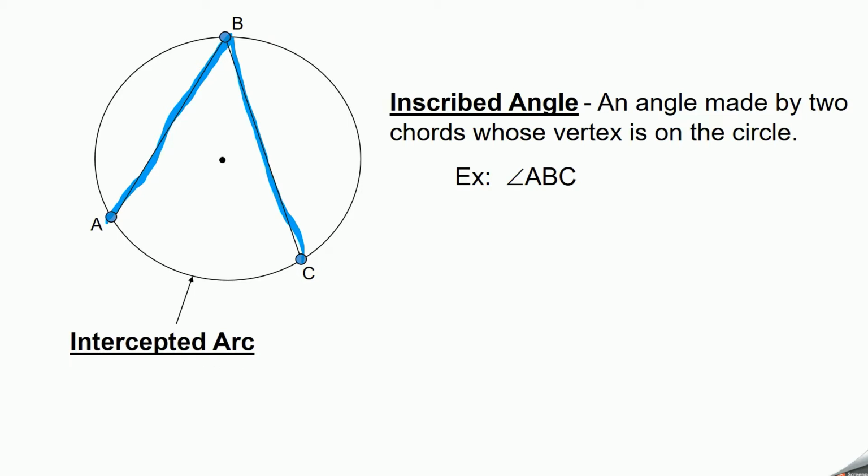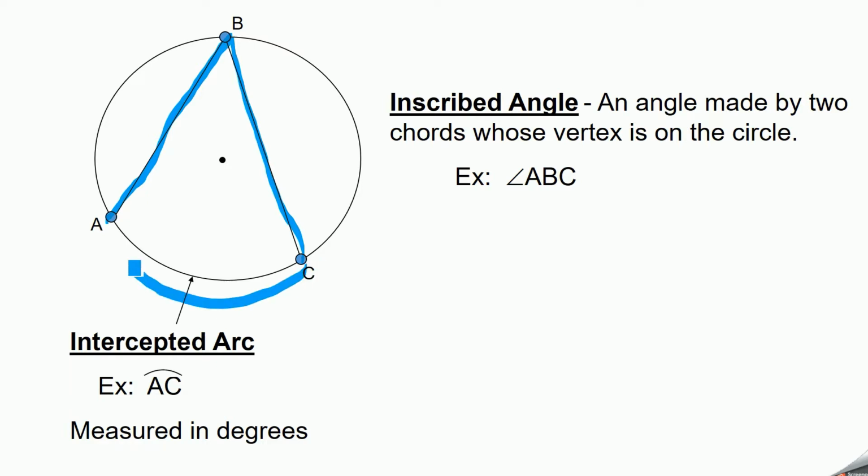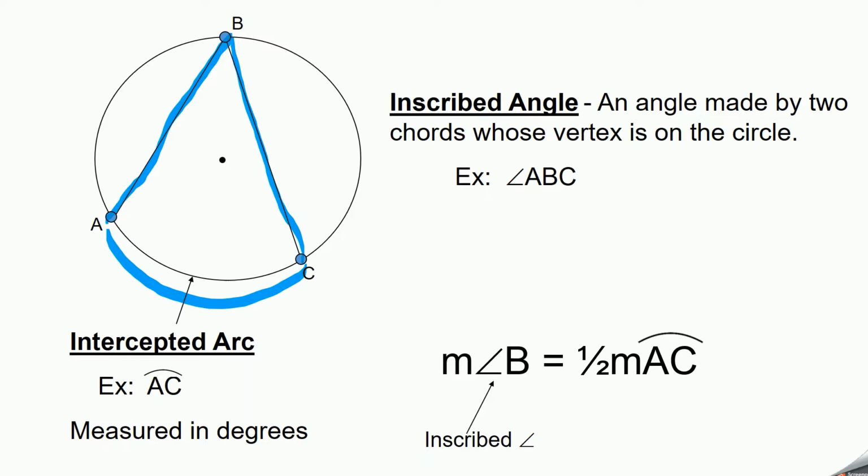Also created is an intercepted arc. An intercepted arc is the arc created by an inscribed angle. In this picture, arc AC would be considered an intercepted arc. It's also measured in degrees just like angles are. There's a formula that goes along with intercepted arcs and inscribed angles. The formula is that the arc is twice as big as the angle that creates it. So in this picture, angle B is half the size of arc AC. The inscribed angle is always half the size of the intercepted arc.